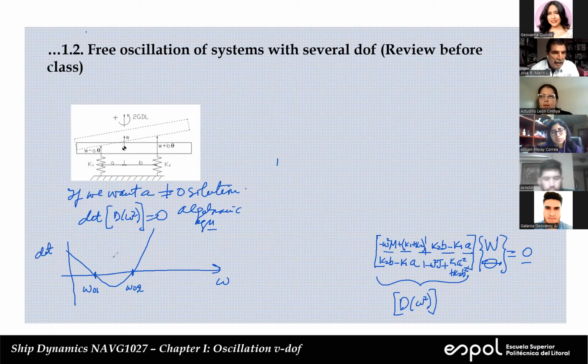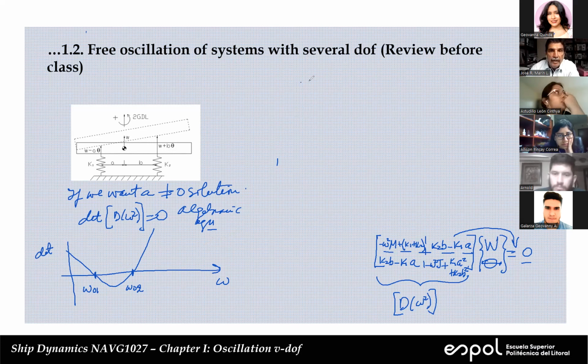For any other option, this matrix has determinant different than zero, so you can calculate the inverse. If you calculate the inverse and put it into here, the solution will give you zero. So these are the two options that you have, either this or that. Now, what's the next step? The next step is to find or to express the amplitudes. And for that, we have a problem.